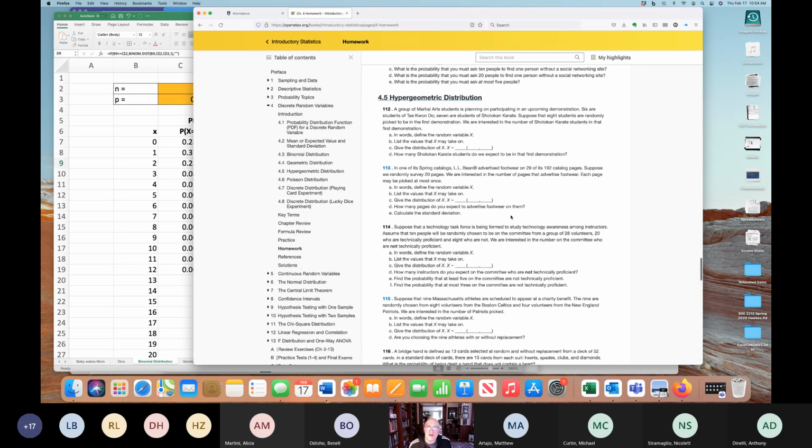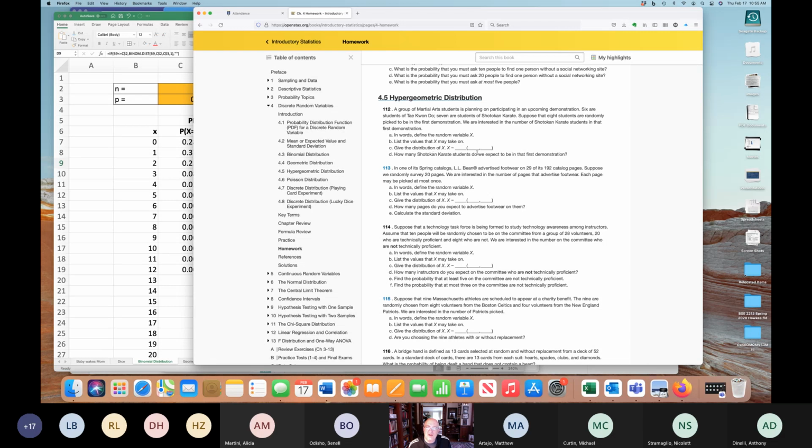Okay, hypergeometric. A group of martial arts students is planning on participating in an upcoming demonstration. 6 are students of Taekwondo. 7 are students of Shotokan karate. Suppose that 8 students are randomly picked to be in the first demonstration. We are interested in the number of Shotokan karate students that are in there. In words, define the random variable, list the values that it may take on.